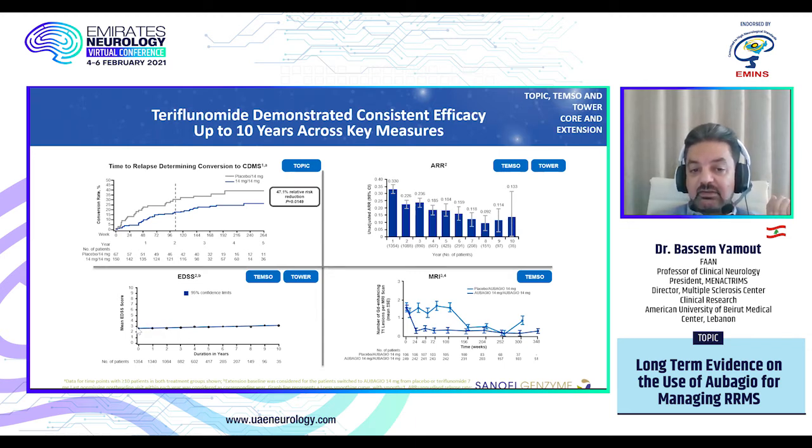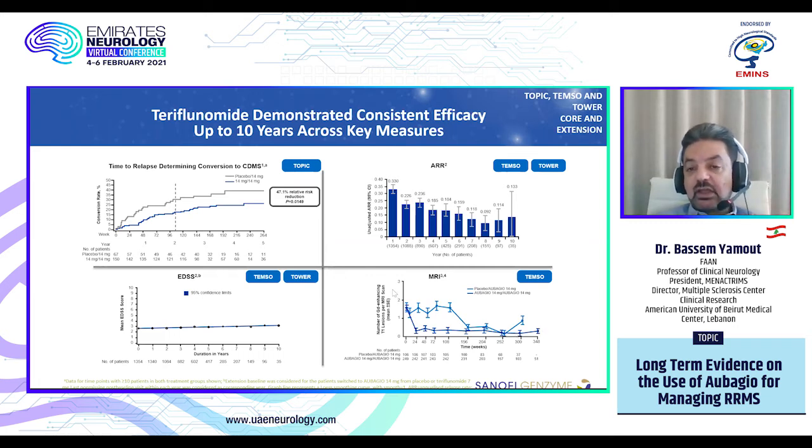The same for the EDSS, a stable EDSS over 10 years for all the patients that were followed in the TEMSO and the TOWER. And finally, for the MRI activity, this is the placebo here, and this is Aubagio. Of course, the placebo had high MRI activity during the first 2 years, but then at 2 years, all patients were shifted to Aubagio, as I mentioned. And if you look at the follow-up here, up to 7 years, we can see that there was very good control as far as the MRI activity is concerned. No new MRI lesions, basically up to 5 years.